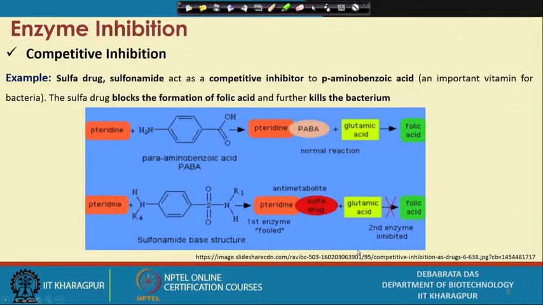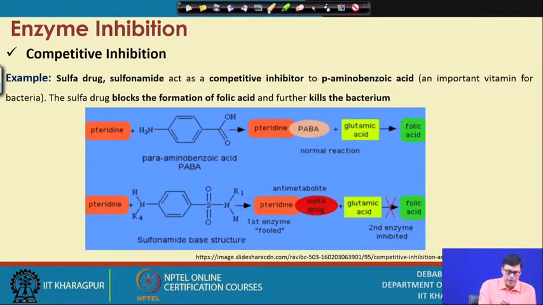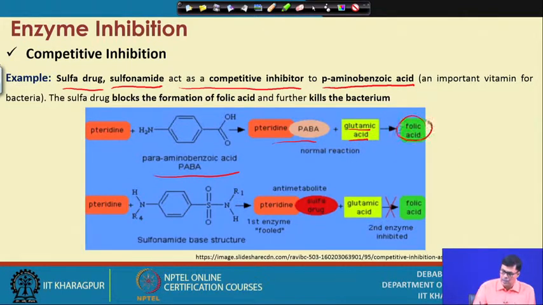Now, for examples, I was talking about the sulfa drug, am I right? The sulfa drug is nothing but sulfanilamide, which acts as a competitive inhibitor with respect to para-aminobenzoic acid. Here you can see how para-aminobenzoic acid reacts with this and then with glutamic acid, it forms folic acid. And this folic acid is very much essential for the survival of bacterial cells.